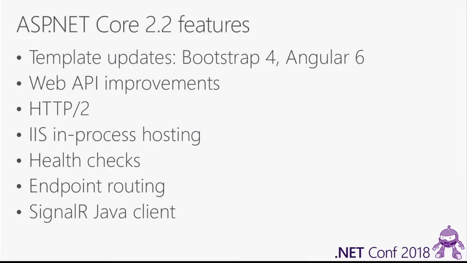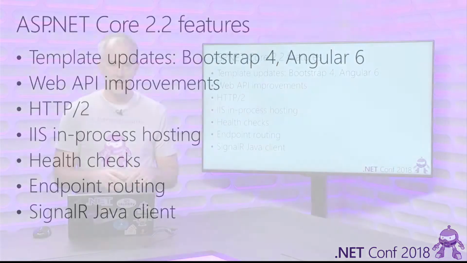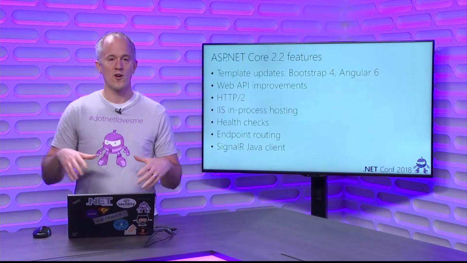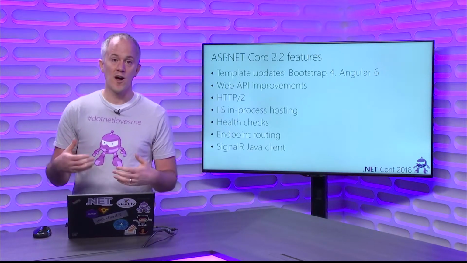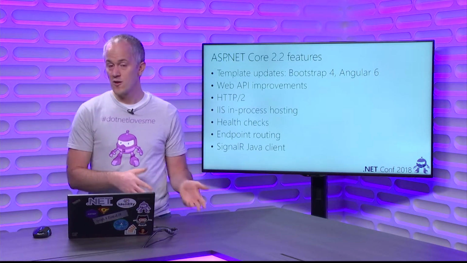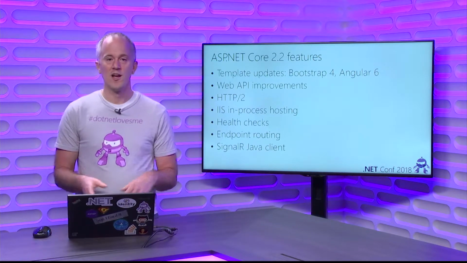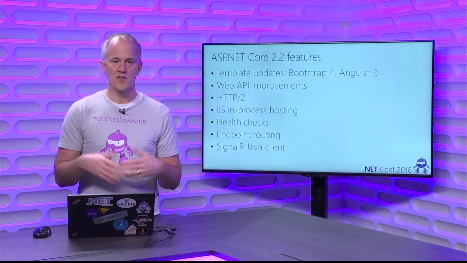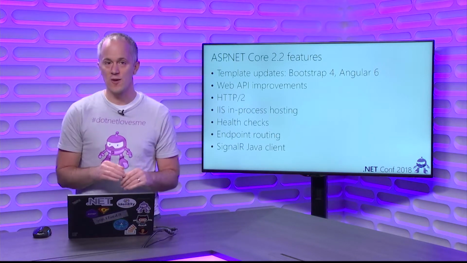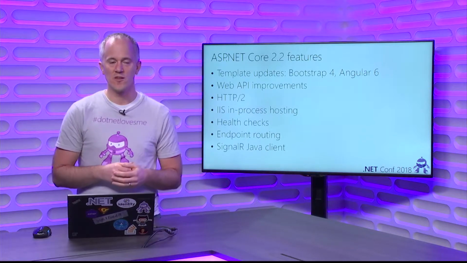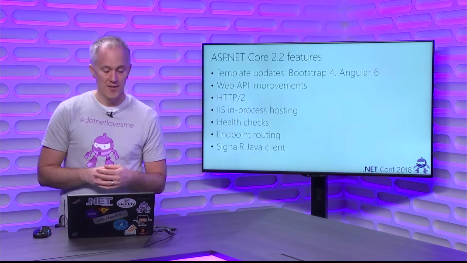Here are the new features that are included with the 2.2 release. We've already seen the support for Bootstrap 4. That includes Bootstrap 4 support in the templates, but also in our scaffolders and in our default UI. Now, if you're still using Bootstrap 3, you're not quite ready to move to Bootstrap 4, the scaffolders and the default UI still support Bootstrap 3 as well. So you can still scaffold Bootstrap 3 content. You can still use the Bootstrap 3 version of the default UI.